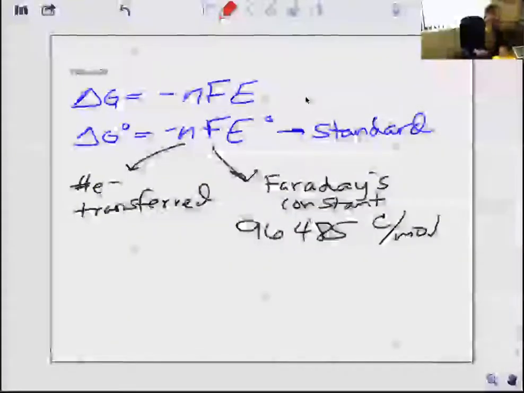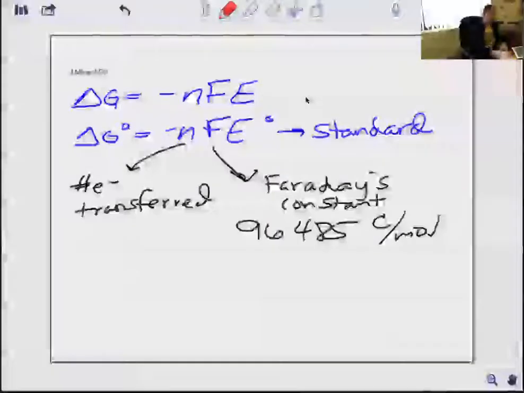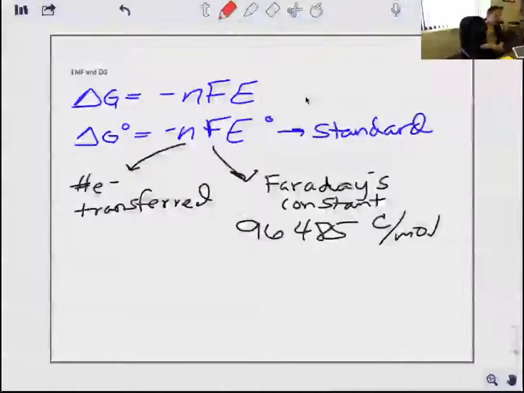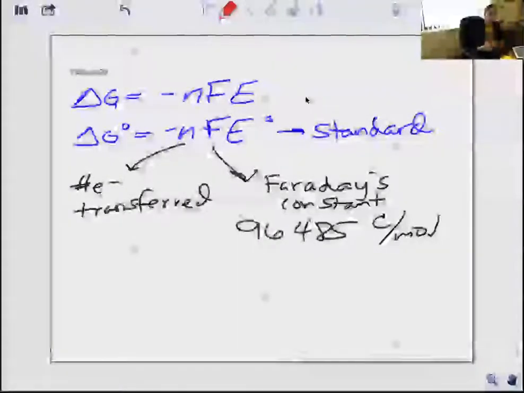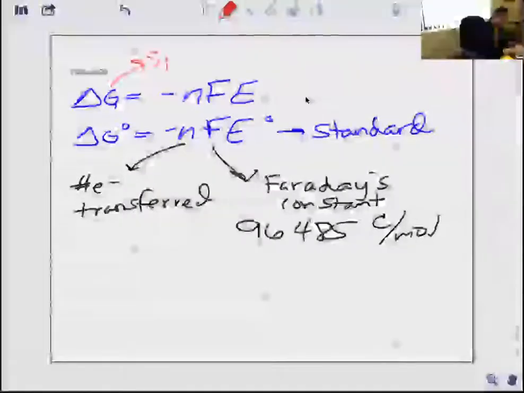Okay, so now we're going to look at EMF, which is my electromotive force, and my delta G. Delta G tells you your spontaneity at a constant temperature and pressure. So remember that my delta G naught will tell me how spontaneous something is.